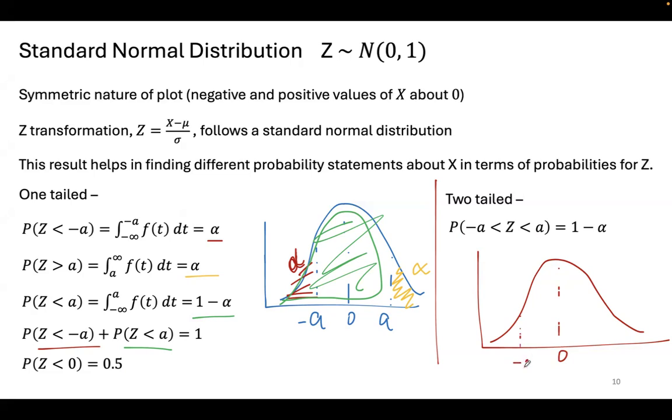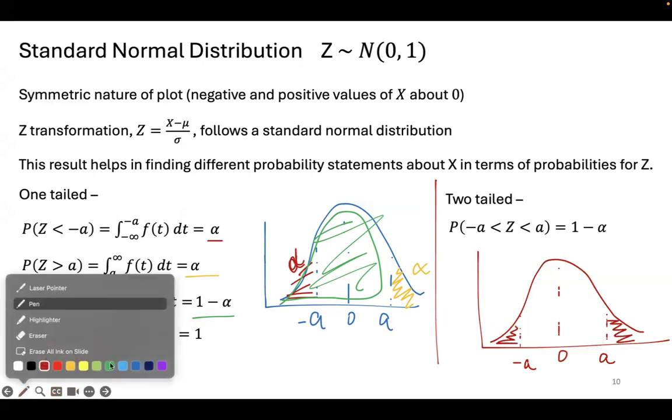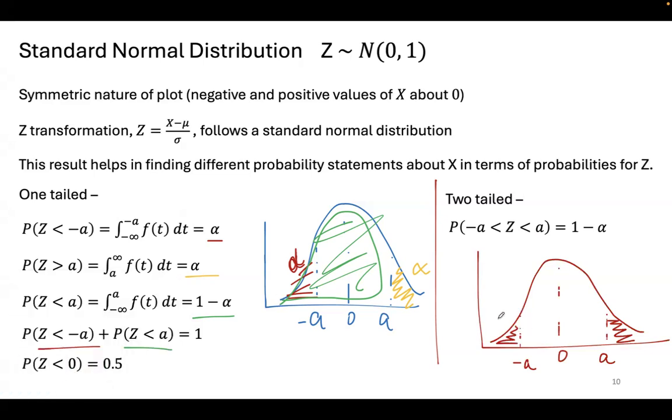Here you have minus a. Here you have plus a. But now, you are interested in both of these areas together. By definition, the definition of that we'll cover a little bit later, this area, let's call it A1 as area 1, and if this is area 2, then what we're doing is A1 plus A2, we are calling that alpha here.